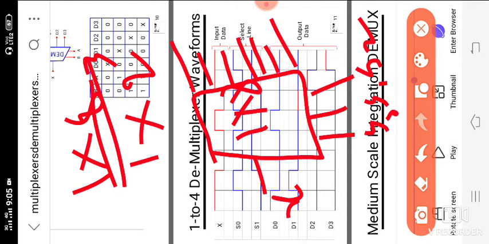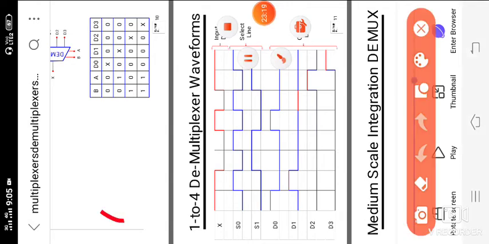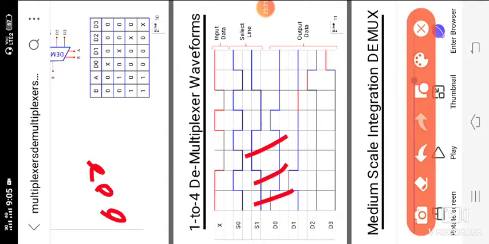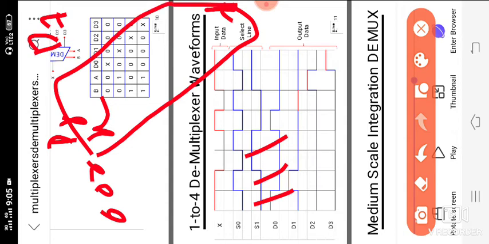Based on the circuit diagram, we design the truth table. With 3 selection inputs, we write the conditions 000 to 111, giving outputs D0 to D7. For 000, x appears at D0, and for 111, x will occur at the 7th position. In the same way we get the outputs, and based on the truth table we also design the waveforms. These are very important in mux and demux.